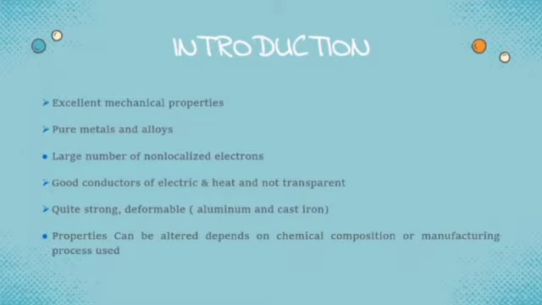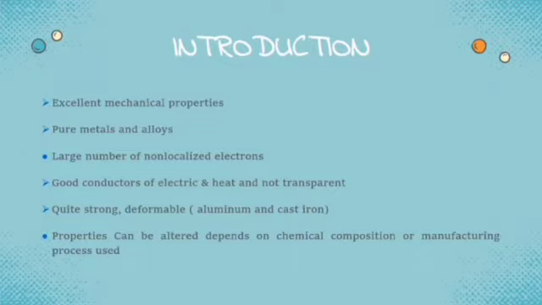They have a large number of non-localized electrons, meaning these electrons are not bound to a particular atom. So many properties of metal are directly attributable to these electrons. Metals are also extremely good conductors of electricity and heat, and not transparent to visible light, so a polished metal surface has a lustrous appearance.